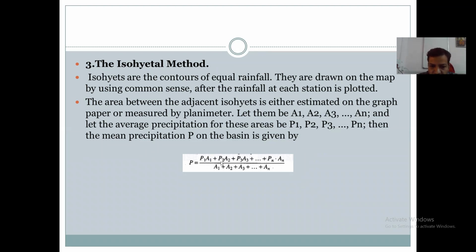The rain gauge stations located at different places give the rainfall records, showing different readings, denoted by P1, P2, P3. Multiplication of P1 into A1 plus P2 into A2 plus P3 into A3 plus Pn An, divided by the areas A1, A2, A3 up to An. By dividing by these areas, that gives the mean precipitation of the basin area. This is the equation.